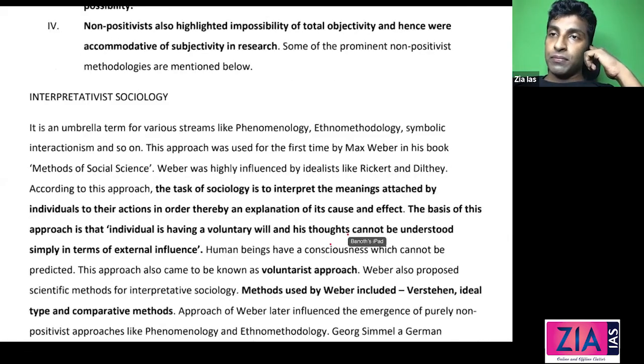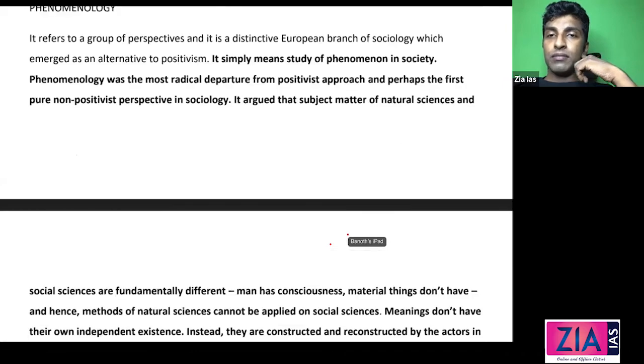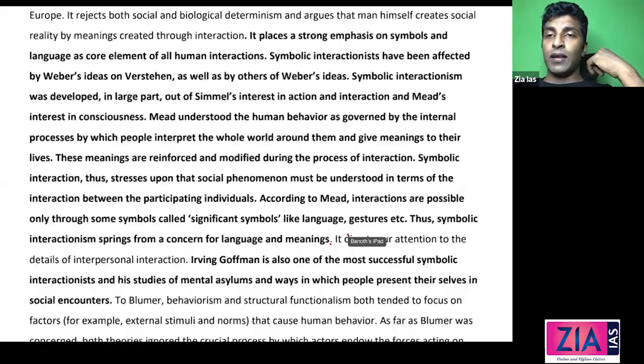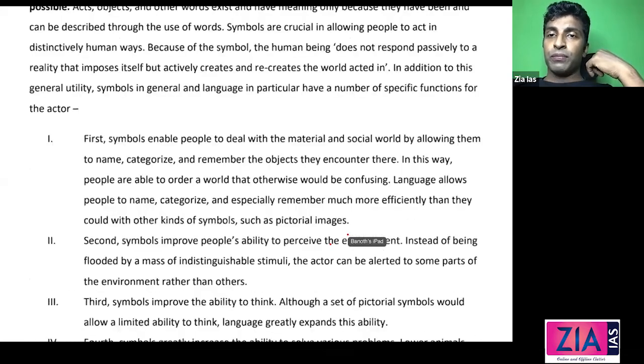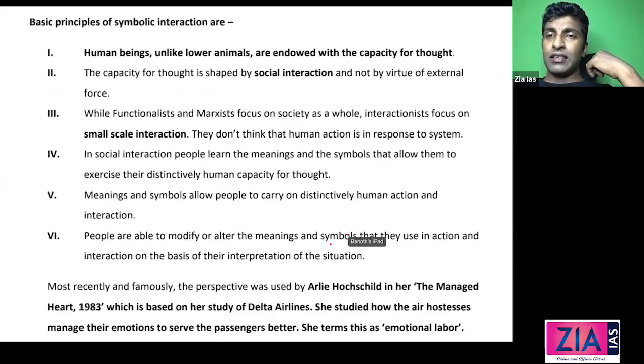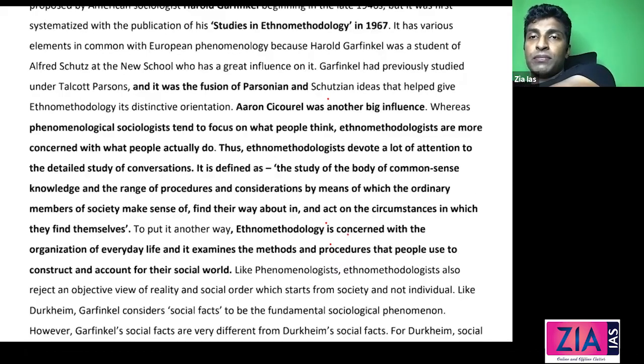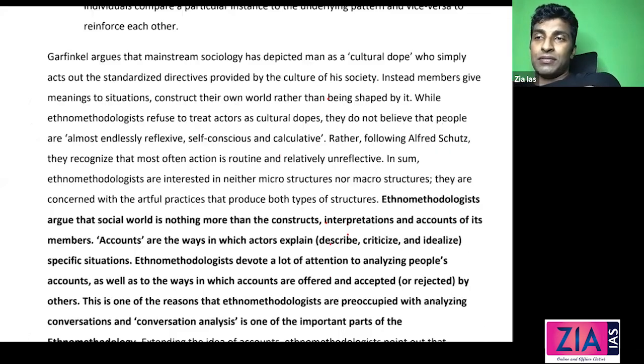Interpretive sociology, phenomenology. Just repeatedly read these contents, guys. It's going to be very good for you. I think here some repetition is there. Repeated, yes. Ethnomethodology. Yeah, this is repetition.